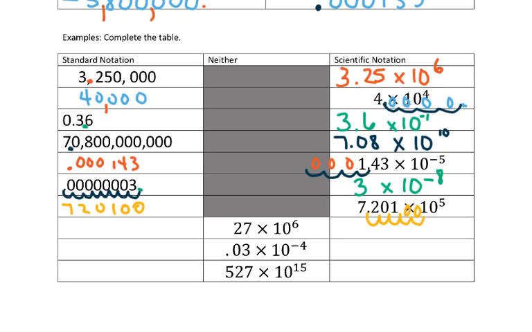And then I'm going to put in my commas. So you start at the end. Every 3 numbers you put a comma. So there's a comma there. So that's 720,100.